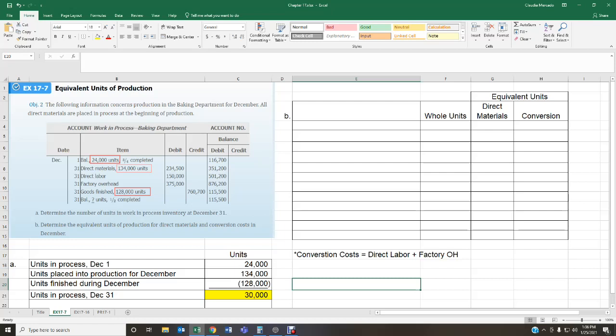Okay, so let's use this template that we have set up here to do requirement B. It says determine the equivalent units of production for direct materials and conversion cost in December. So we've got our whole units. Remember, whole units are the number of units in production during a period. Then we've got our equivalent units for direct materials and conversion. So let's start off with our inventory in process December the 1st, and these are 3/4 complete.